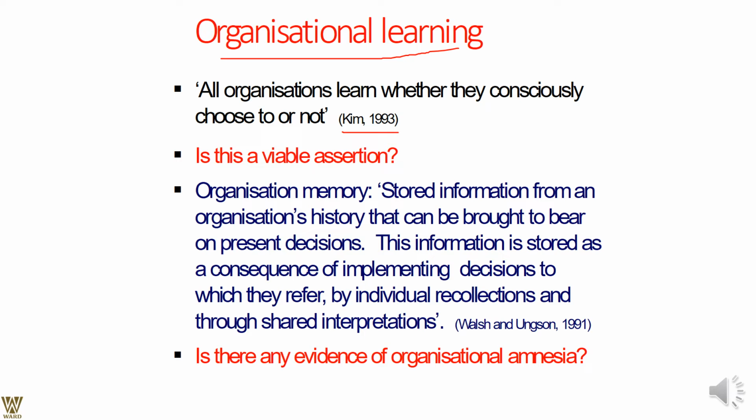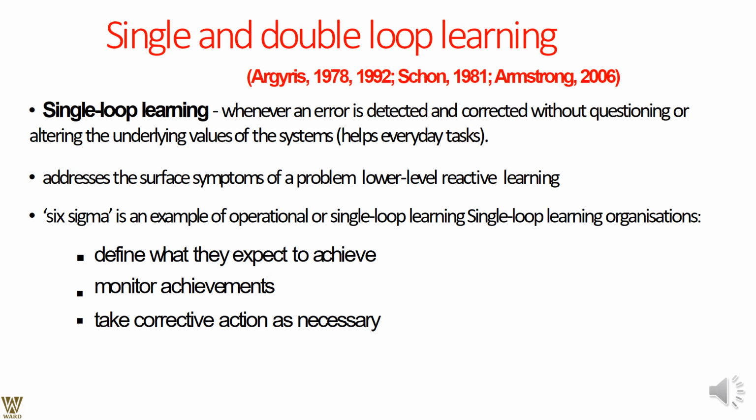So basically, stored information from an organization's history that can be brought to bear on present decisions, which I stated right now. This information is stored as a consequence of implementing decisions, to which they refer by individual recollection and shared interpretation. This is as per Walsh and Ungson, 1991. So, is there any evidence of organization amnesia or memory loss?